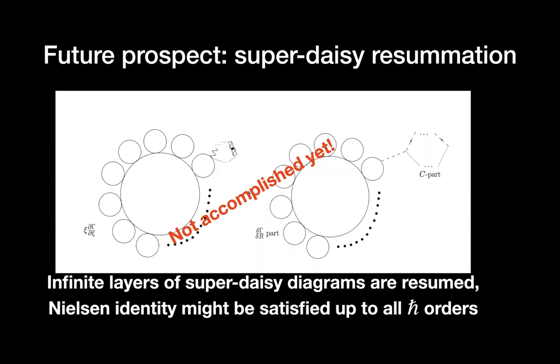Usually in the literature, when people perform the daisy resummation, they only perform one layer of daisy diagram, which means a main part of the diagram plus just one layer of the ringlet. And occasionally in the literature, when people talk about the super daisy diagrams, it means that a ringlet can attach another ringlet, and therefore form a cactus diagram. However, if we want to reach an effective potential which satisfies the Nielsen identity up to all h-bar orders, it means that we have to resum an infinite layer of super daisy diagrams. However, this is very difficult for me to accomplish, and I'm still working on this subject.